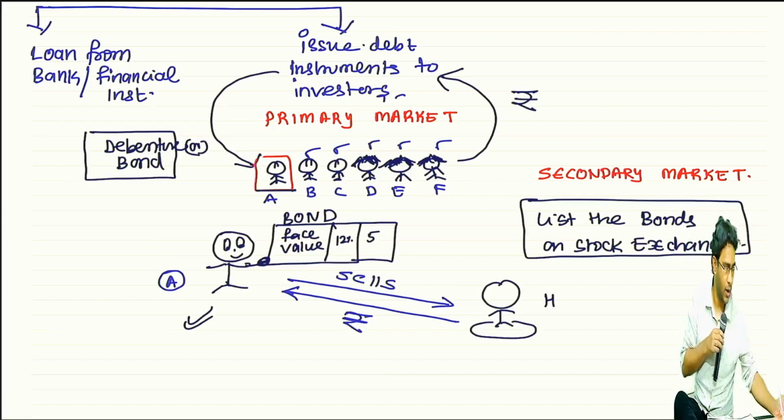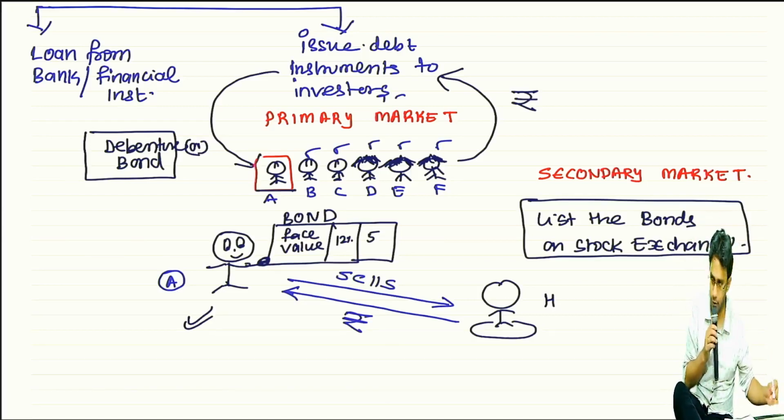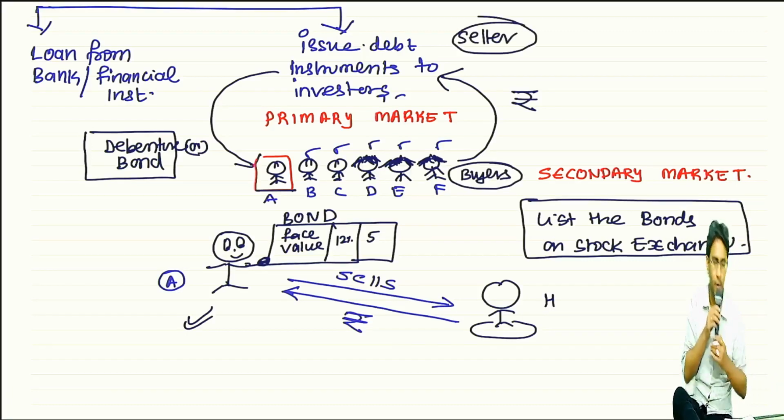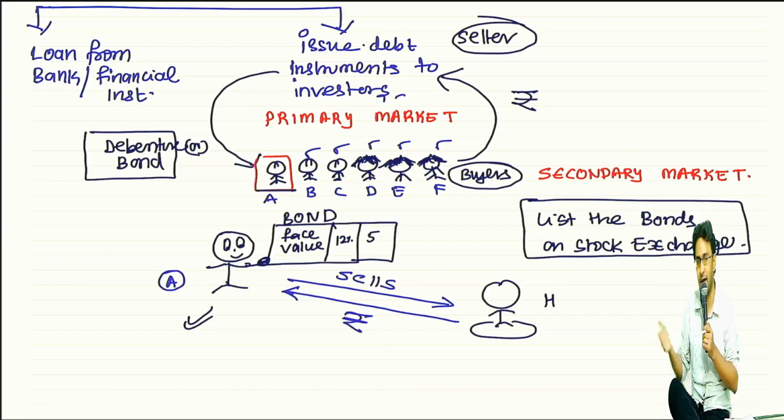Now, in the primary market, A, B, C, D, E, F, whoever are the investors, these are all buyers, sir. Who is the seller in the primary market? Company. The company alone is the seller. But once these people who got the investment from the company enter into the secondary market because of the listing that happens on the stock exchange, these people will now become sellers and the other parties will become buyers. Like that, bonds keep on changing hands.